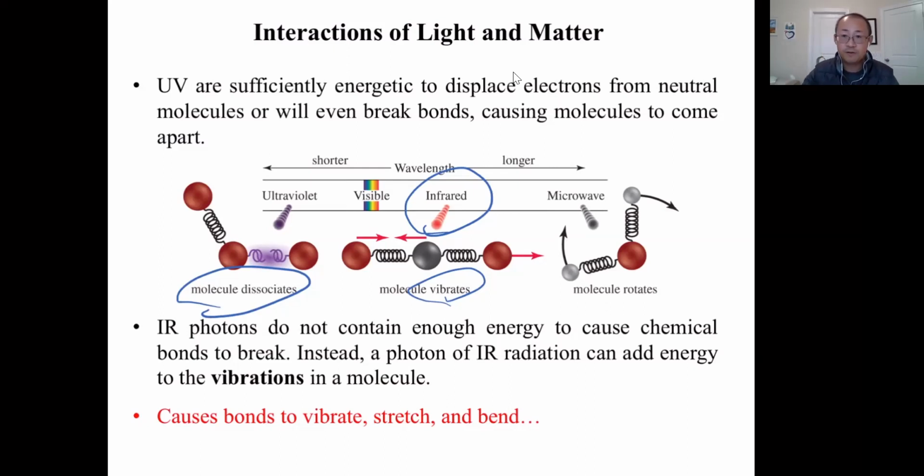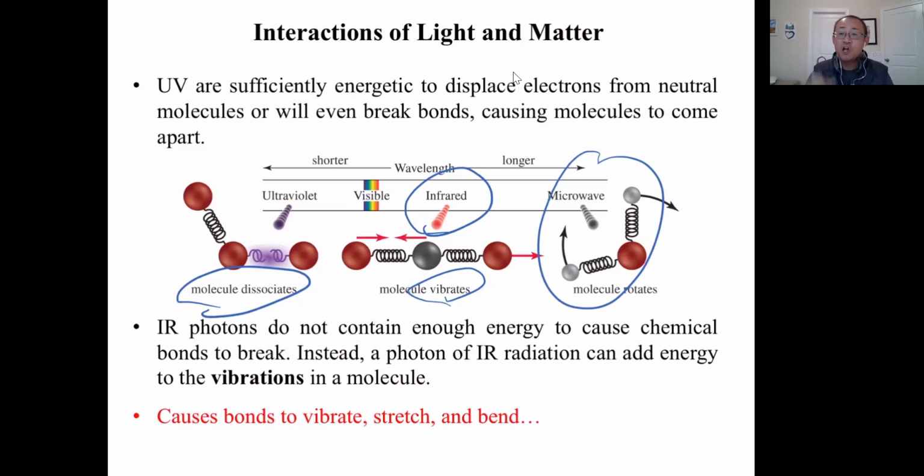And finally, very briefly, microwave. The energy is even lower because the wavelength is even longer. It normally causes small molecules like water to rotate, and that rotation causes friction, so the temperature of the water will increase. That's the principle of how we use microwaves to heat our food.